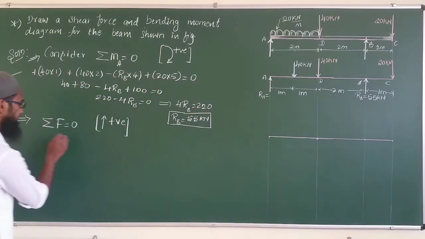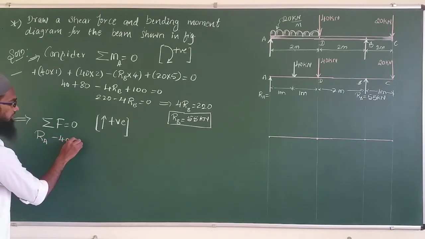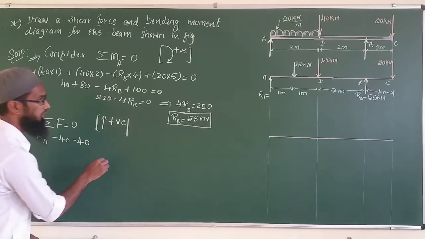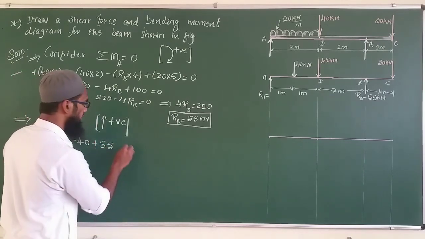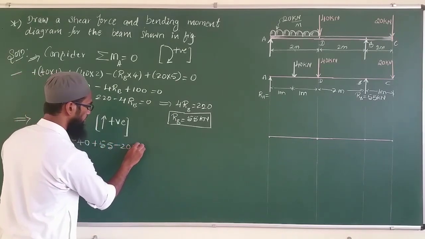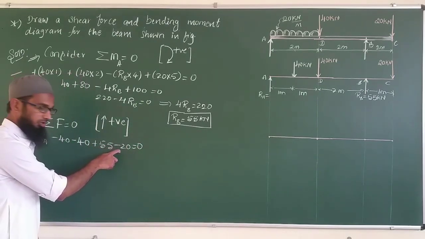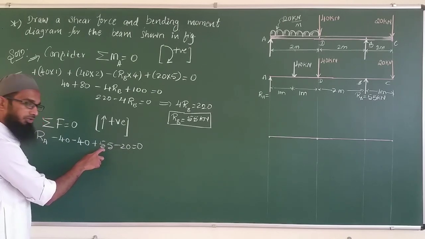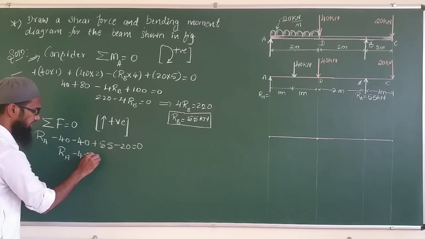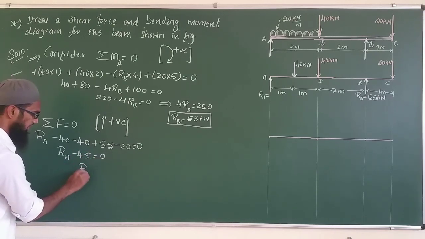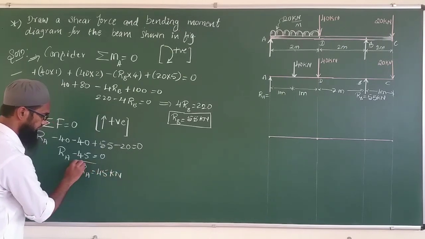So which gives RA, minus 40, the next one is minus 40, the reaction 55 is acting in the upward direction, I will take the positive, and the last one is minus 20, which is equal to 0. Now we simplify: this is minus 80 and this is minus 20, which is minus 100, plus 55, which gives RA minus 45 is equal to 0. So again I get RA is equal to 45 kilonewton.